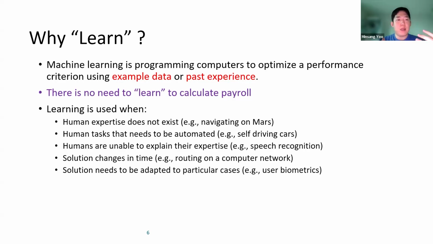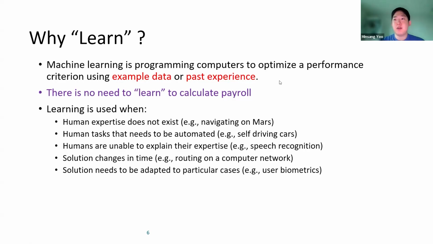Learning is also used when humans are unable to explain their expertise, like speech recognition, when the solution needs to change in time, like routing on a computer network, and when the solution needs to be adapted to particular cases, like user biometrics, like your fingerprints or your eye recognition and stuff.